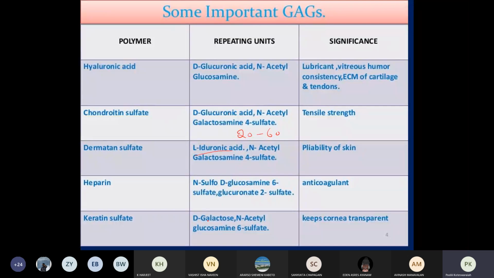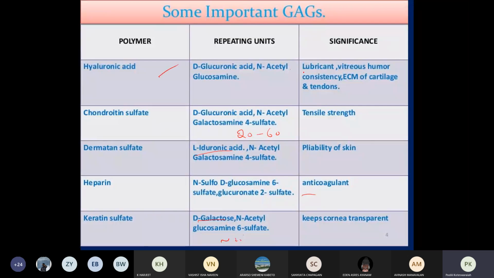And then keratan sulfate, as I already said, doesn't have uronic acid. It is composed of galactose and N-acetyl glucosamine 6-sulfate repeats, and this disaccharide repeat is present up to 25 times. The last one is heparan sulfate, which is chemically made up of disaccharide units consisting of glucuronic acid 2-sulfate and glucosamine sulfate, 3-sulfate and 6-sulfate, and it is used as an anticoagulant.